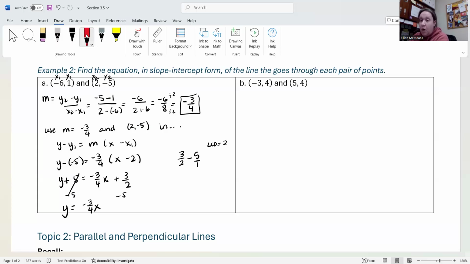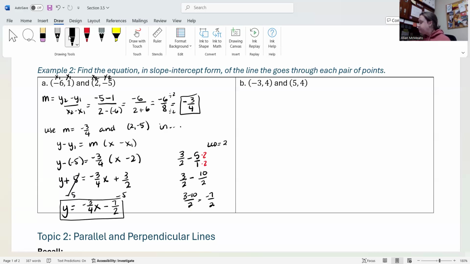I have to ask myself, what would I multiply 5 and 1 by so that I get an equivalent form where the denominator is 2? Well, I would multiply top and bottom by 2. So that tells me I have 3/2 minus 10/2. Well, 3 minus 10 is -7, so I'm going to end up with -7/2. So my final answer, as ugly as it may be, is y equals -3/4 x minus 7/2. So this is the equation of the line that goes through the points (-6, 1) and (2, -5).